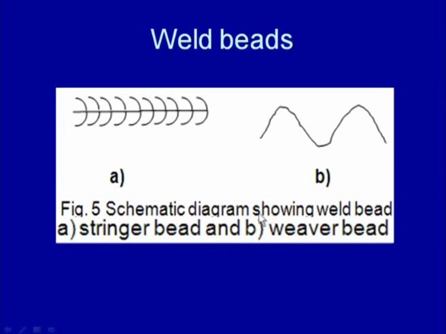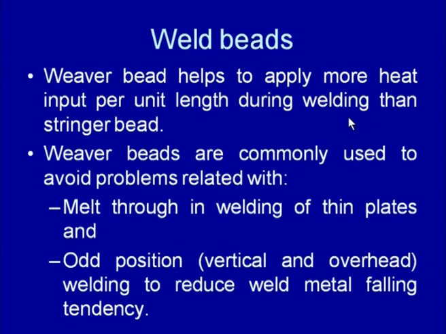So, this is what we can say the stringer bead is shown as A, and the weaver bead when different patterns are used for developing the beads. The weaver bead helps to apply more amount of heat per unit length during the welding than the stringer bead. So, the weaver beads are commonly used to avoid the problems related with the melt through when welding thin plates.